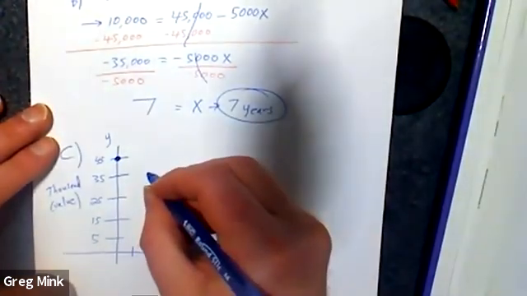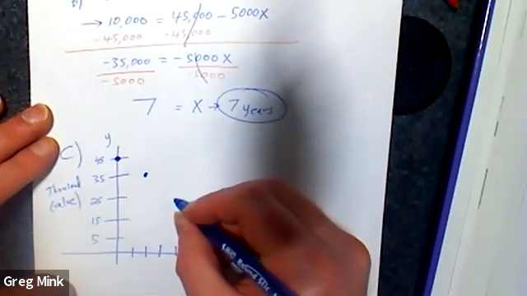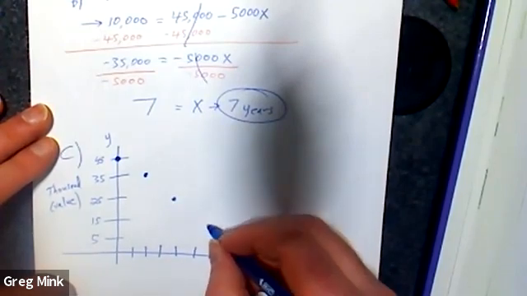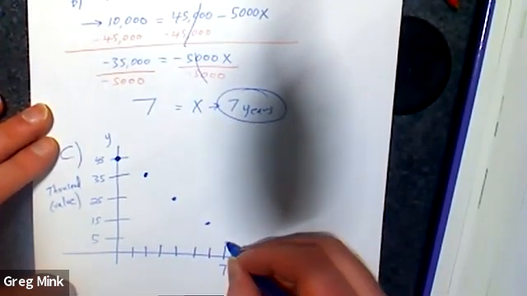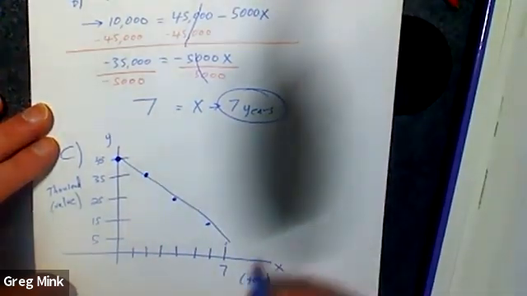So after 2 years, it's gone down 10,000. 4 years, it's gone down 20,000. 6 years, it's gone down 30,000. And then finally 35,000. And that's right here.